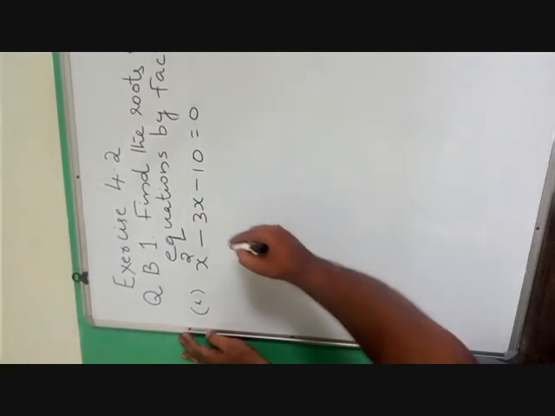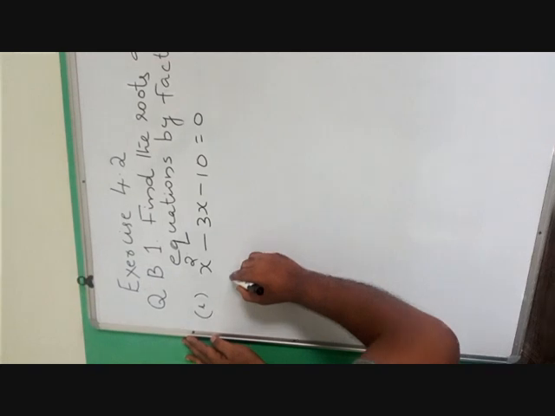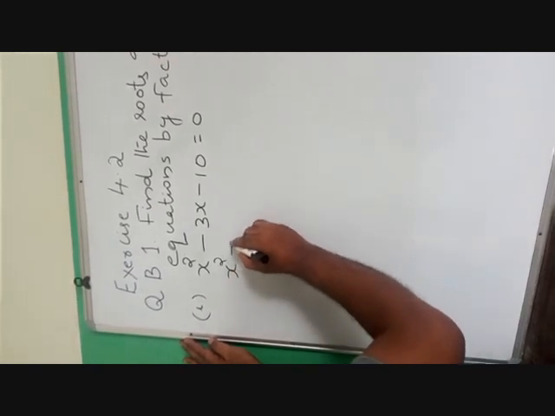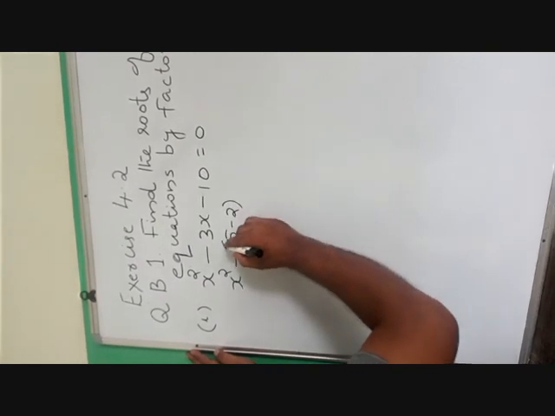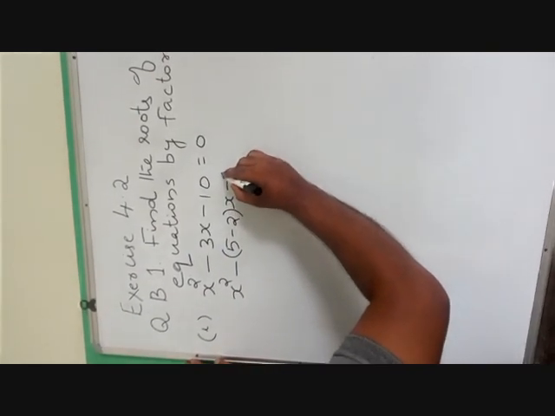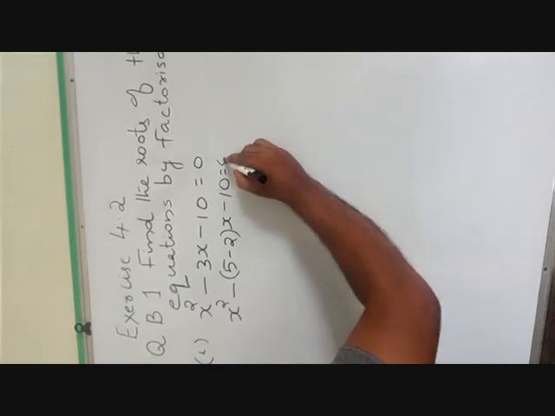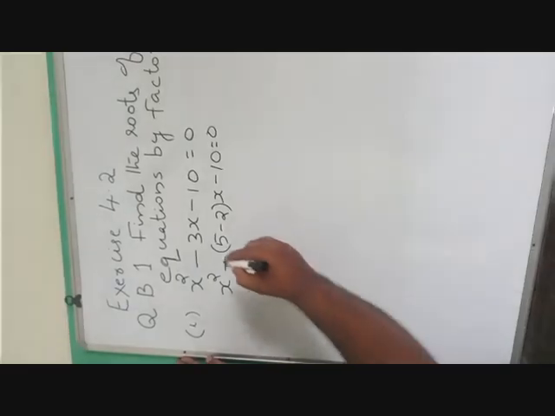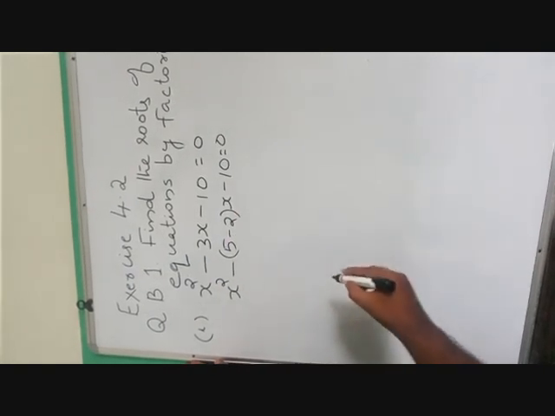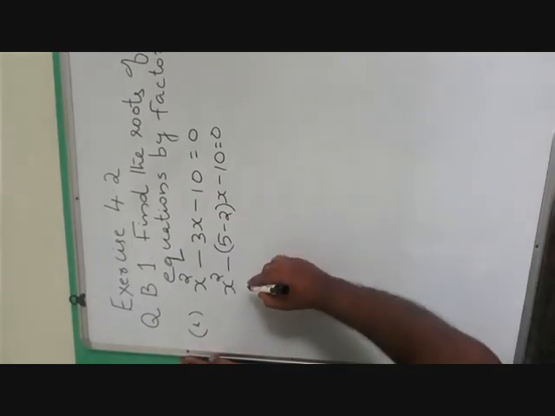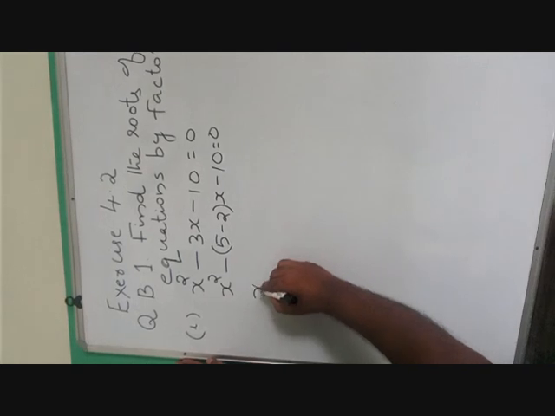Here the middle term is 3x. We can write x squared minus 5x plus 2x minus 10 is equal to 0. Now we already split 3 in the form of 5 minus 2. 5 minus 2 is 3. Then next one, x squared.